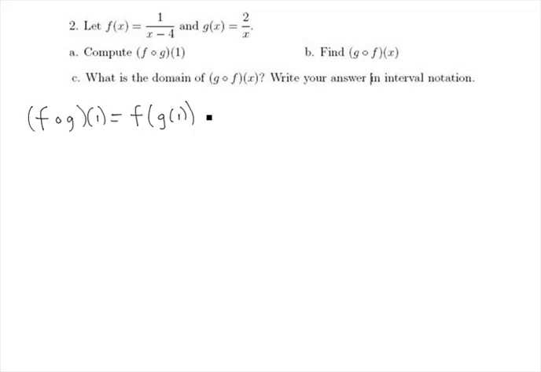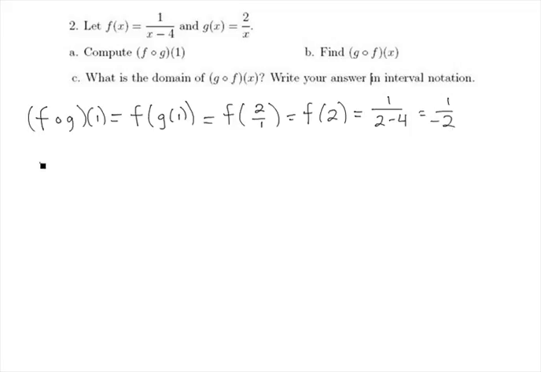1 first goes into g, so we evaluate g when x equals 1, so 2 divided by 1, so 2. And now 2 gets plugged in for x into the function f. So 1 over 2 minus 4, so 1 over negative 2.